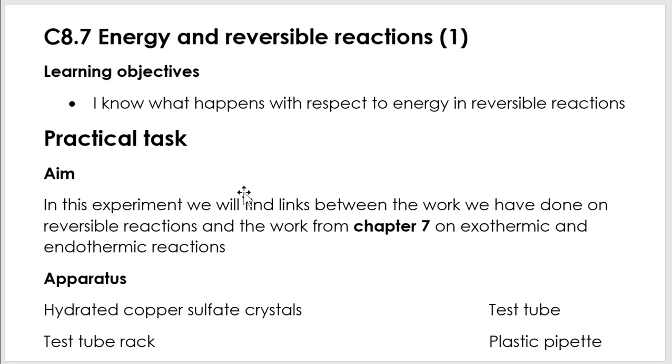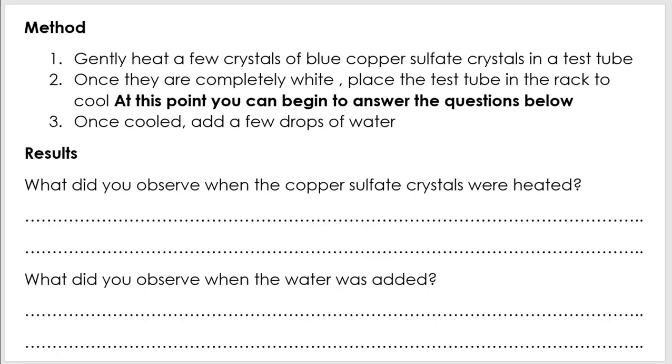And there's a practical that's starting to be highlighted here, where we're going to take some hydrated copper sulfate crystals, that's blue copper sulfate crystals, and we're going to heat them. The method is really simple. We're going to gently heat a few crystals of the copper sulfate, and then once they have changed from blue to white, we are going to allow them to cool, and then we are going to add a few drops of water. Have a think about what observations you would make.